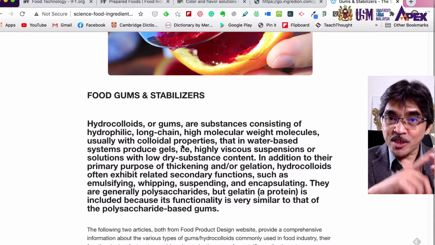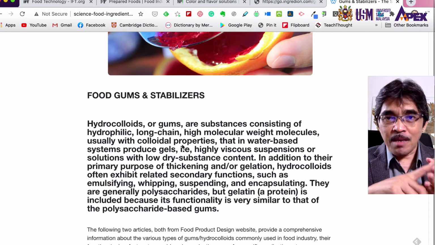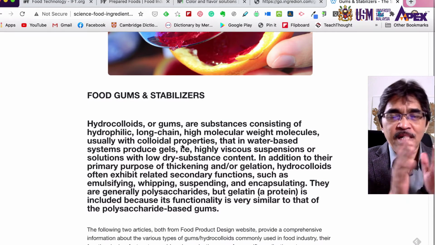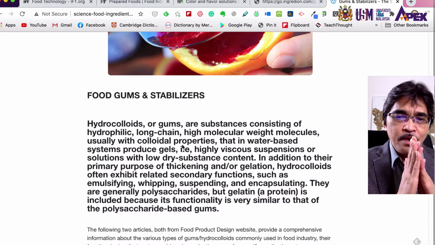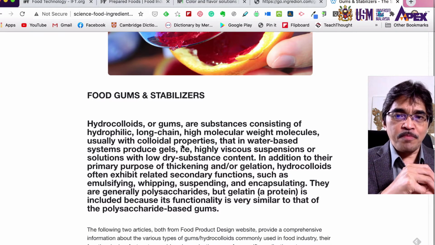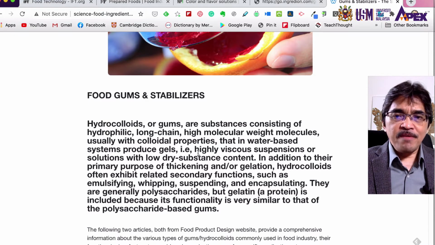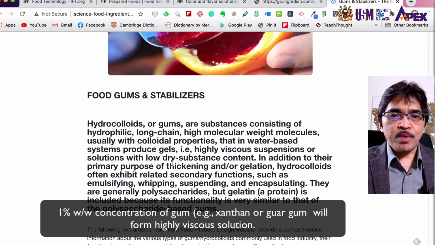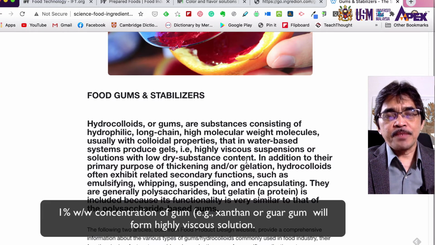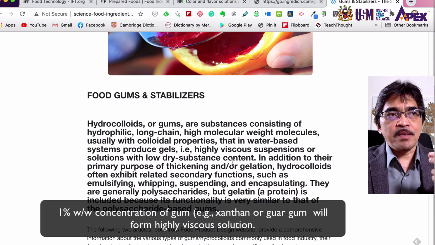It can also form a gel. It can also be used as a stabilizer. But there are many other functions of hydrocolloids which we will learn more about in this topic. Okay, so as you can see here, it can form a highly viscous suspension or solution with low dry substance content, and at around 1% it can give very high viscosity, for example xanthan gum.